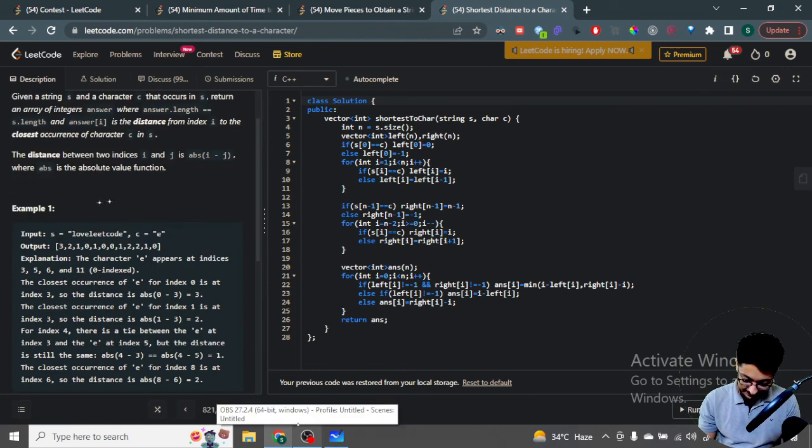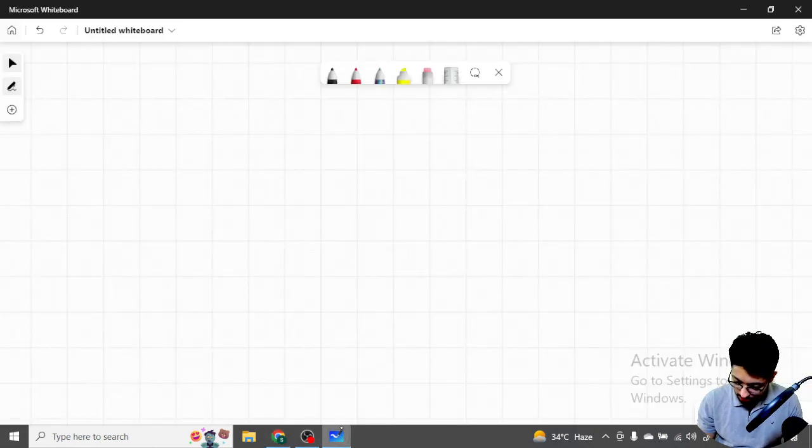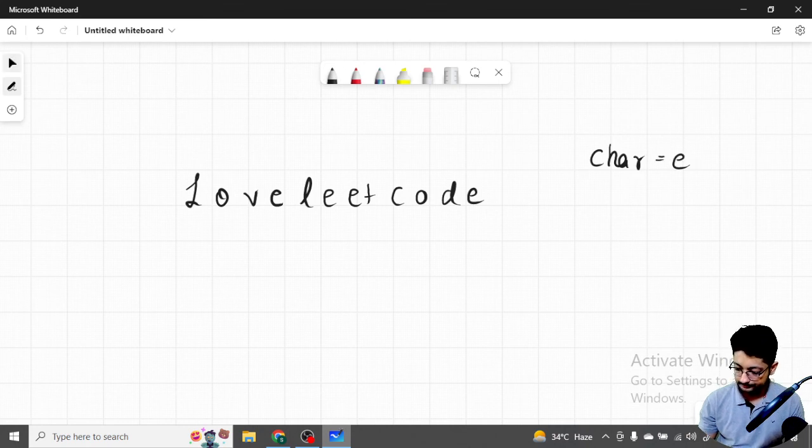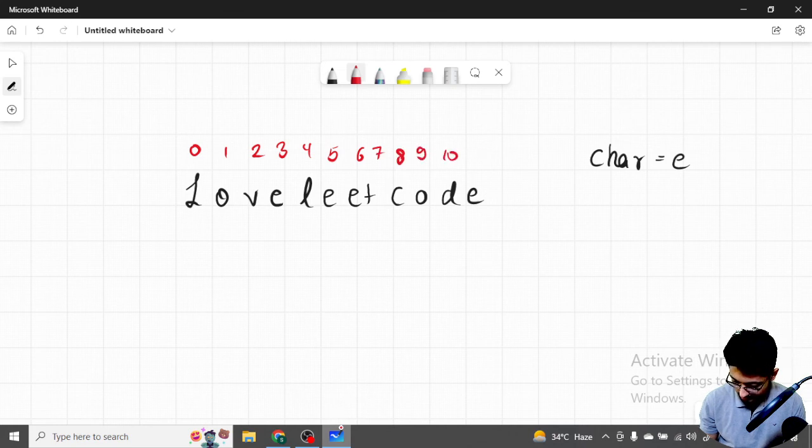So let us take this example only. So let's say it is LOVE LEETCODE, and the character that you're looking for is E. Now let us give those indexes. So 0, 1, 2, 3, 4, 5, 6, 7, 8, 9, 10, 11.